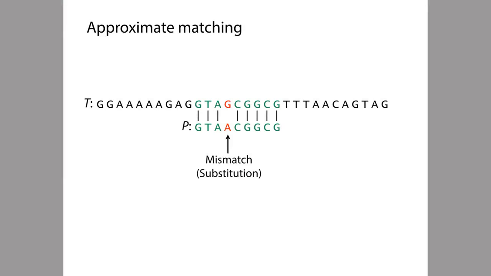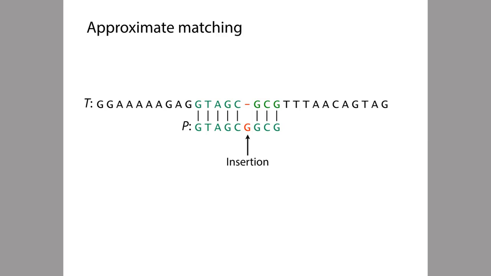So algorithms for exact matching are not going to be sufficient. We need algorithms that can do approximate matching, allowing for differences between the pattern and the text. So what kinds of differences might we encounter? Well, here's an example. Here's an alignment of P to T. And in this alignment, we see one difference. And this particular kind of difference is called a mismatch or a substitution.